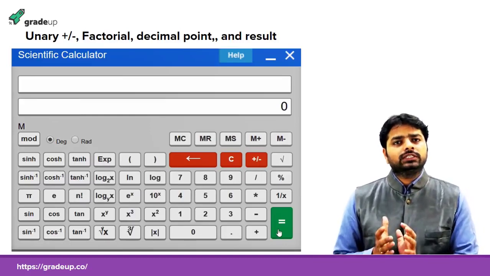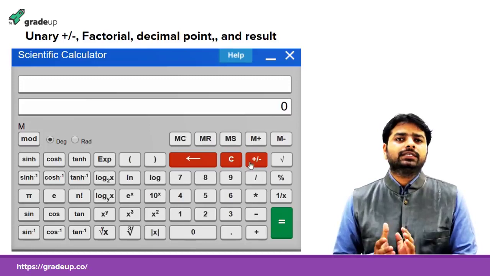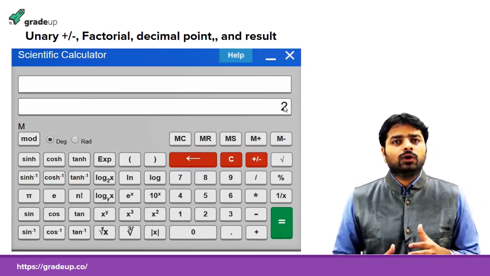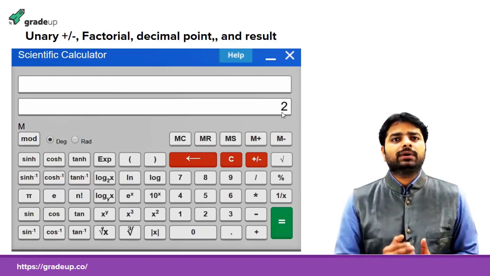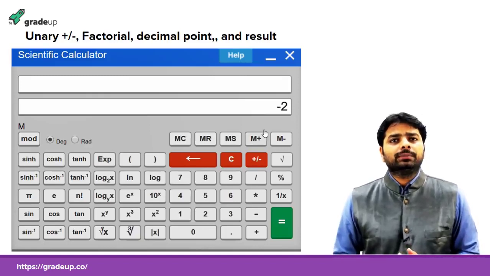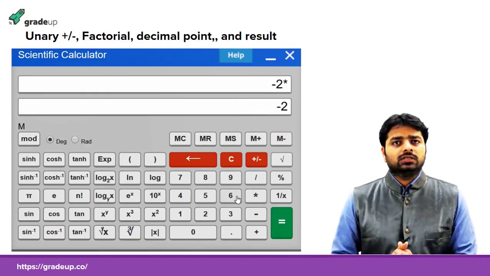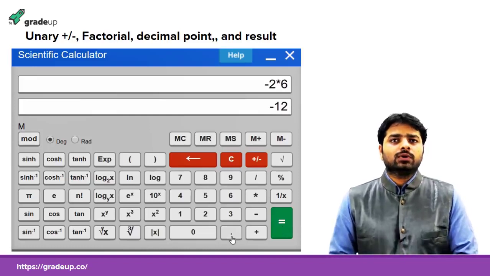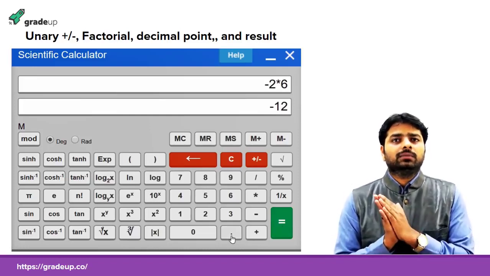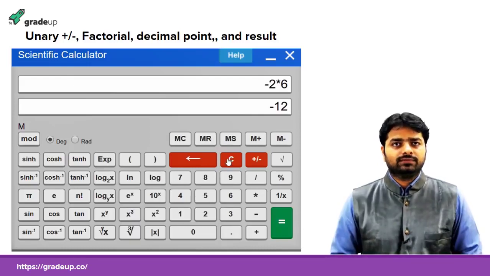So if you want to enter a number, I am pressing 2. Now if you want to make it negative, just press the plus or minus button, and you can see minus. If you press again, you will see the positive. So minus 2 can be entered using plus or minus. Then I want to perform minus 2 into 6. How do I perform it? 2, then plus or minus, then multiply, then 6, and it will give you minus 12.